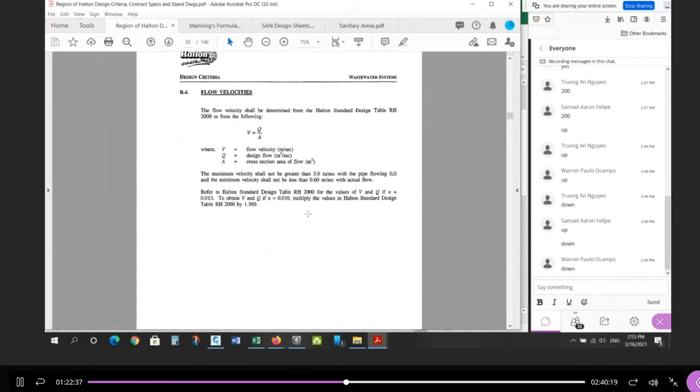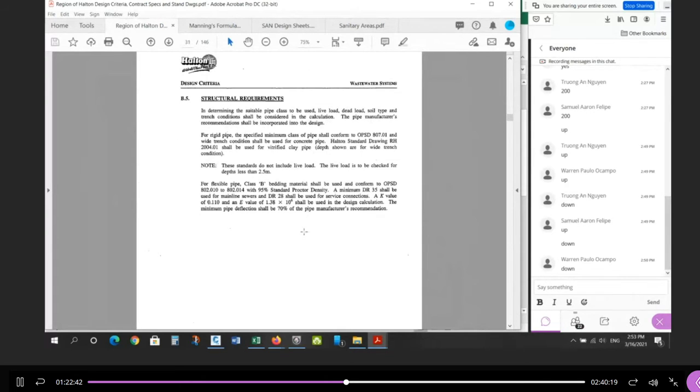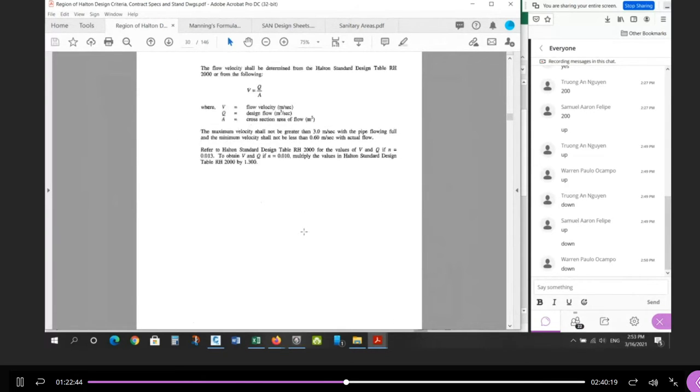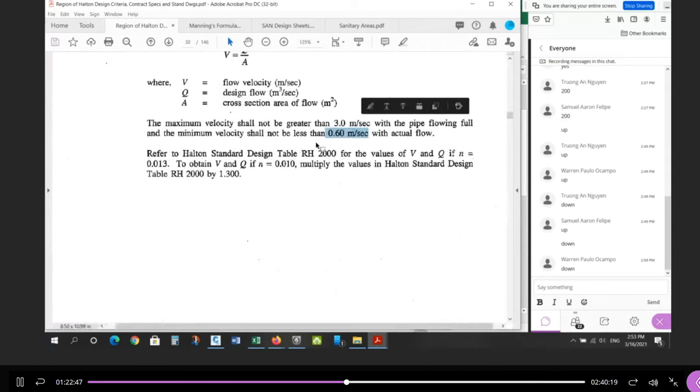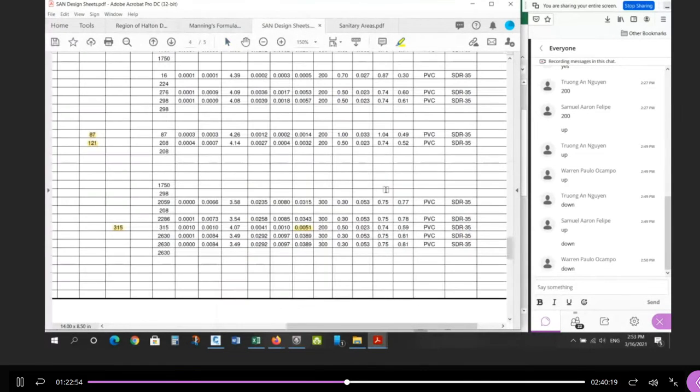And there is a minimum velocity requirement. Let's look here. I think it's written down. Minimum velocity is right here, 0.6 meters per second. The actual flow can't be less than 0.6. Well, look at the spreadsheet. It's very difficult to do.